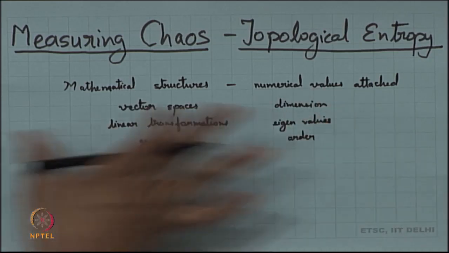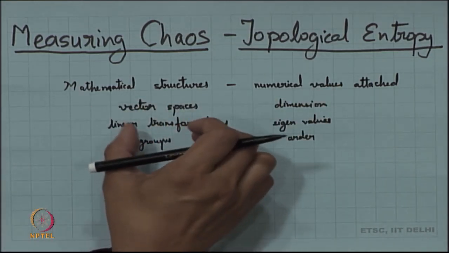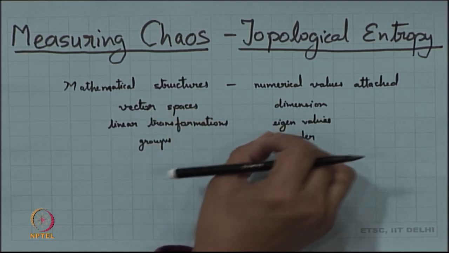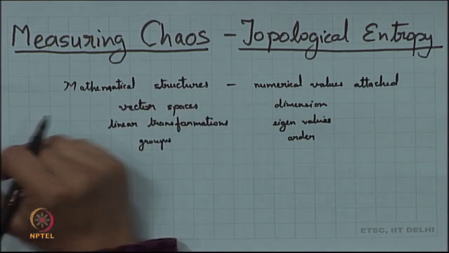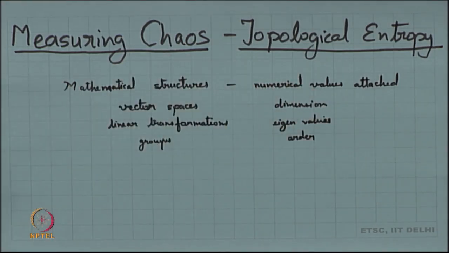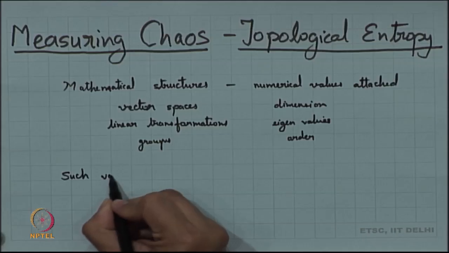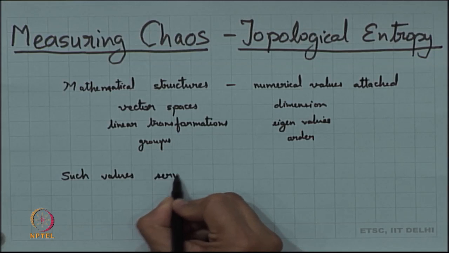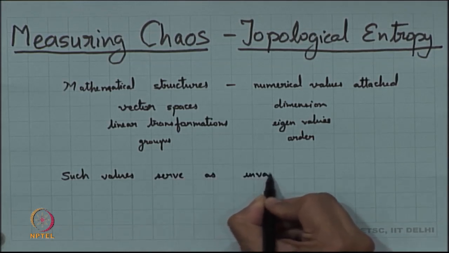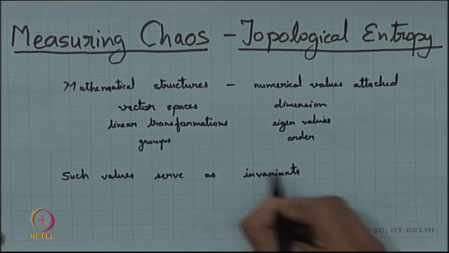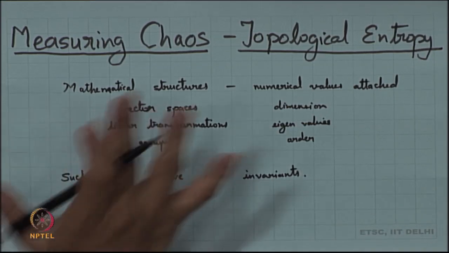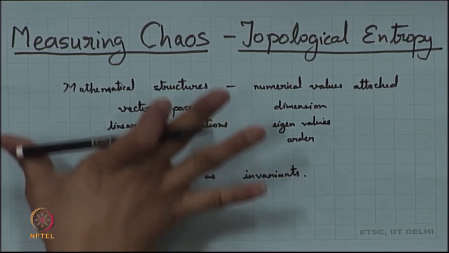So, we have these numerical values attached to these mathematical structures, and they give us a lot of information about them. These numerical values not only help us in deciding whether two structures are similar or isomorphic, but they also help us in comparing the two structures. So, such values serve as invariants. And we would like to study one such invariant attached with a dynamical system.